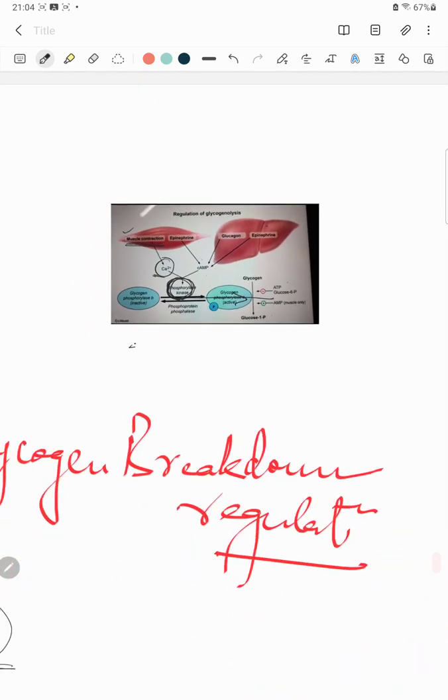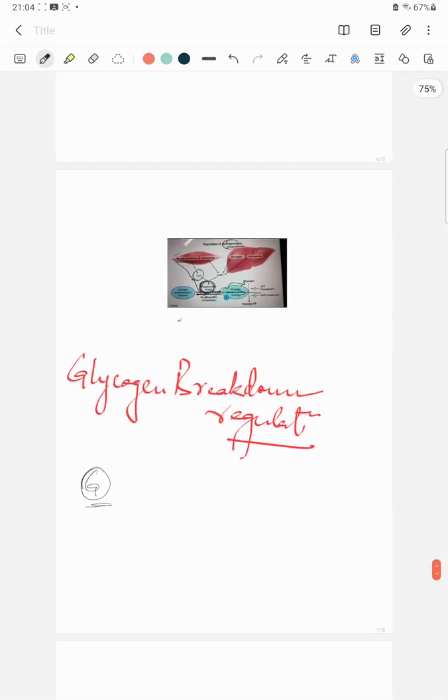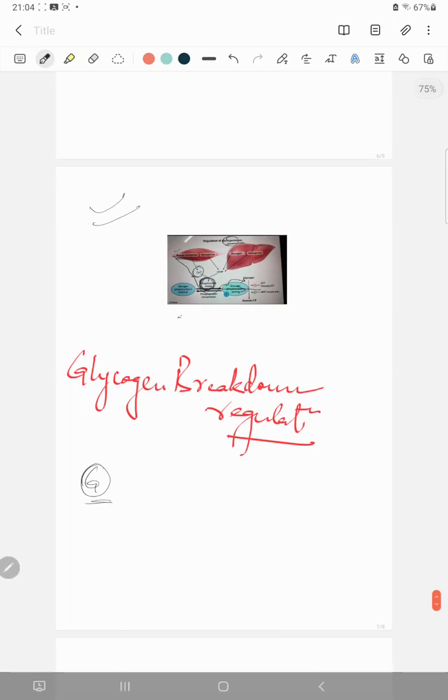So what do we understand? We understand that glycogenolysis is regulated in this way. Muscle contracts, calcium comes out, activates phosphorylase kinase, that further activates glycogen phosphorylase, finally breaking down glycogen to glucose 1 phosphate. And that sort of wraps up the regulation of glycogen breakdown. Thank you.